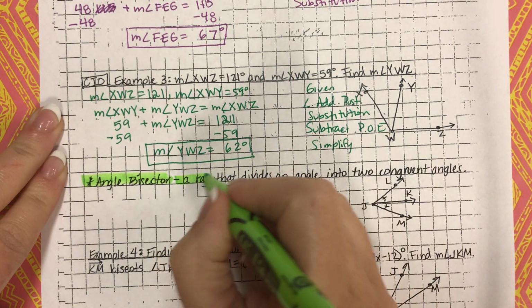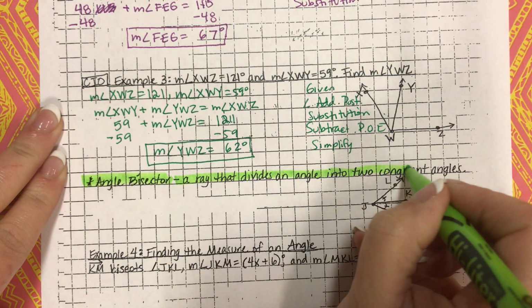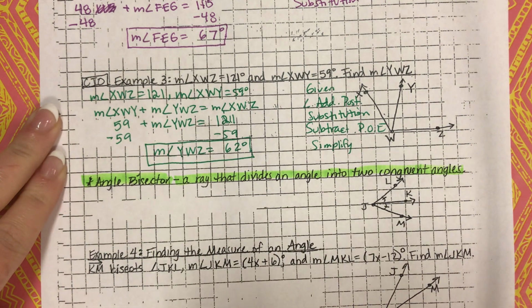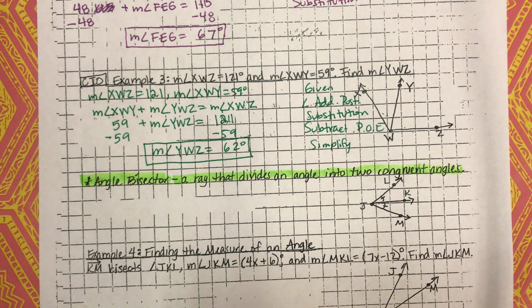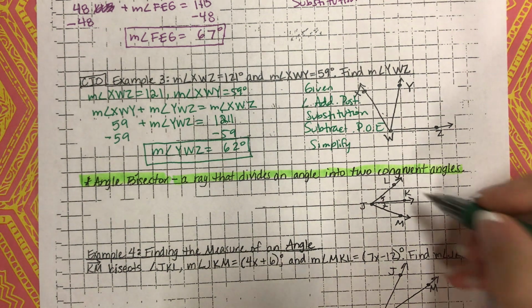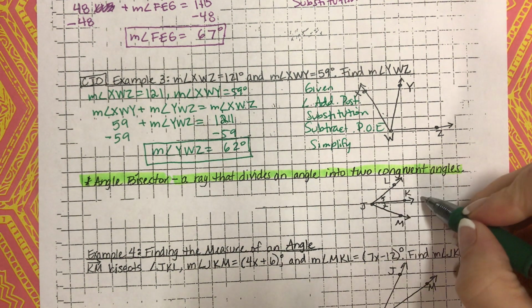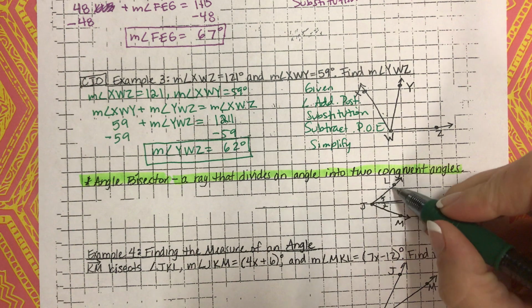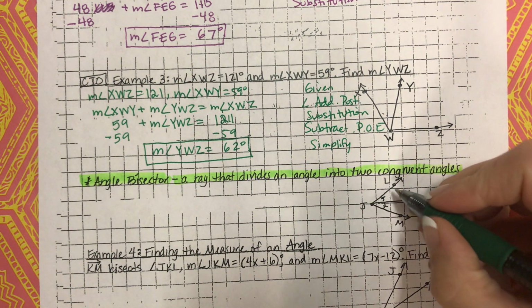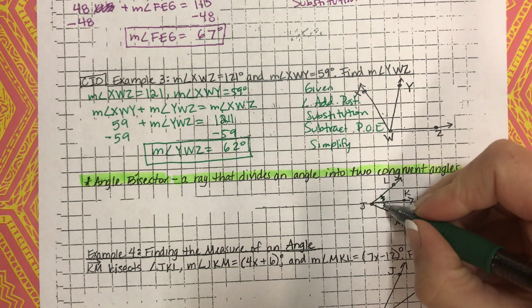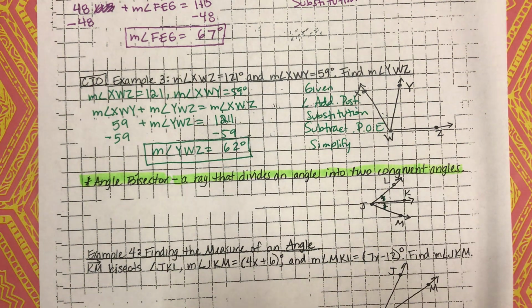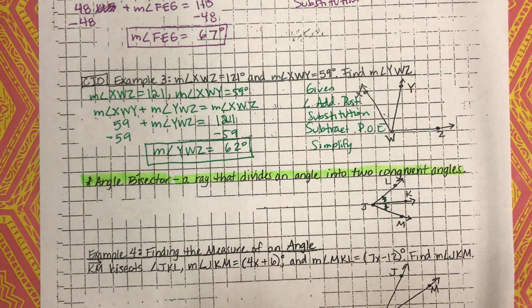A ray that divides an angle into two congruent angles, or two congruent halves. If you look at this little picture here, this ray, JK, cuts this big angle, LJM, in half. So this little part is equal to that little part, okay? We talked about the segment bisector in the last section, and I think we had like 5 different formulas. The same is true for this, so we're going to talk about 5 different formulas.